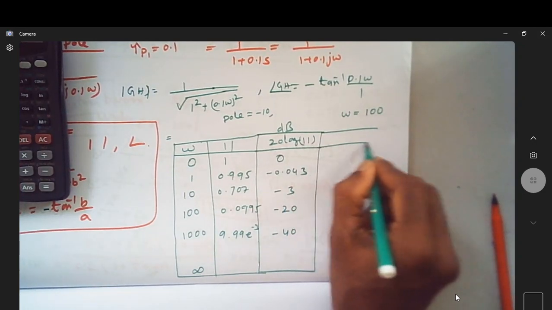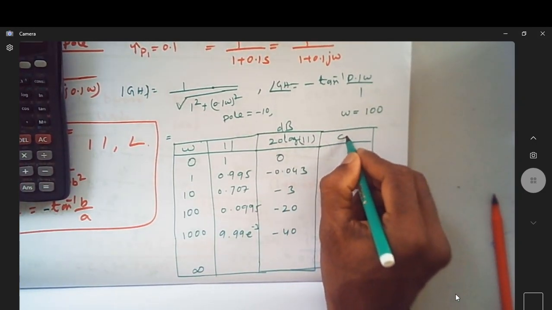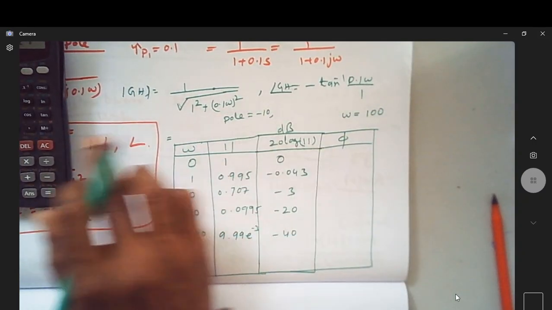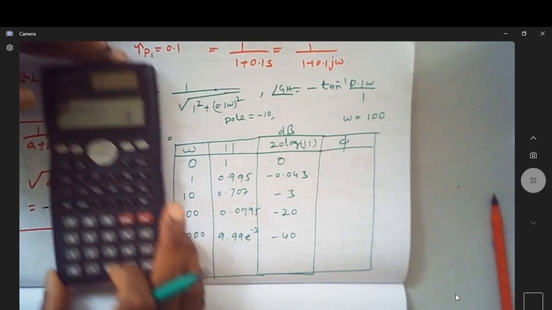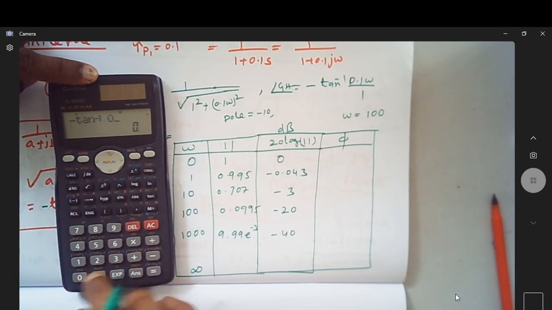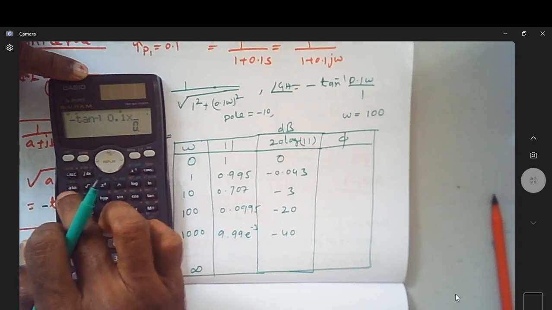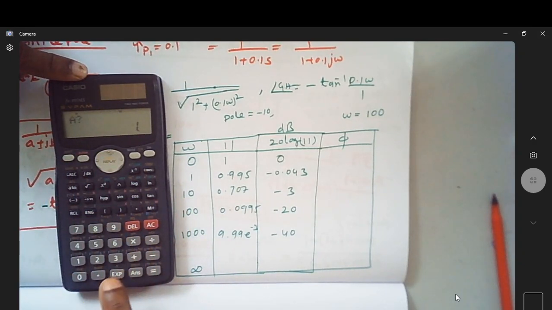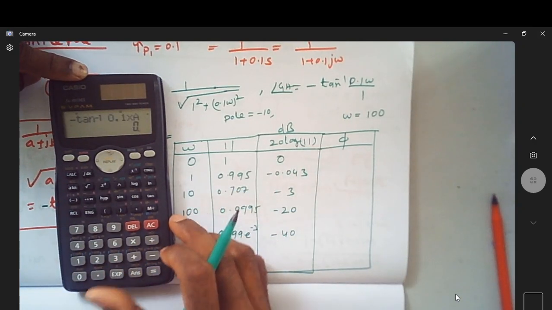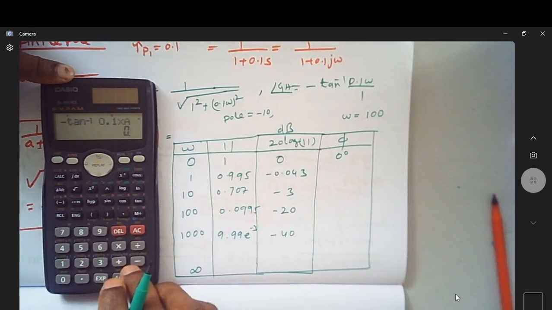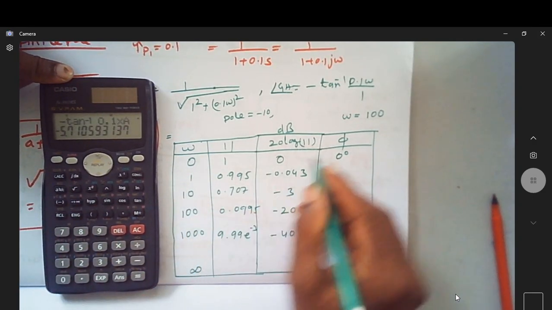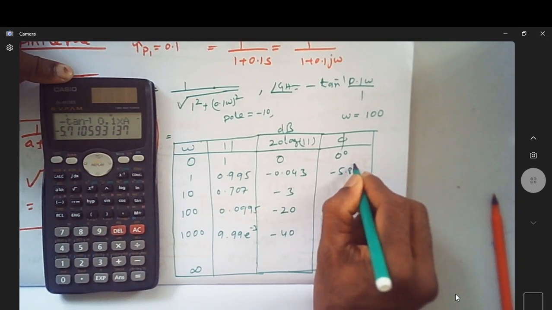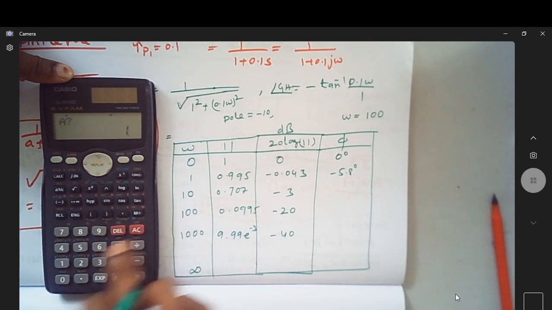So let me also write the phase of it. So phase is what? Minus tan inverse of 0.1 into alpha a. So I'll calculate for omega is 0. Can you see it is 0 degree? Next, calculate for omega is equal to 1. Can you see it is minus 5.8 degree? Calculate for omega is equal to 10.